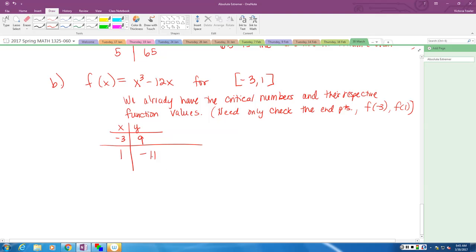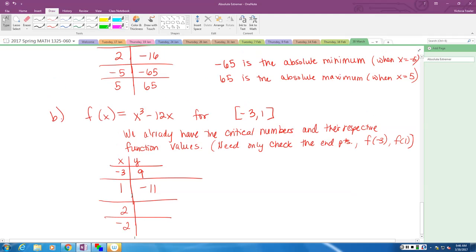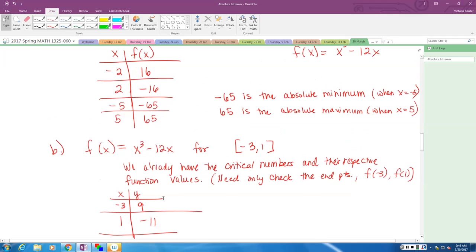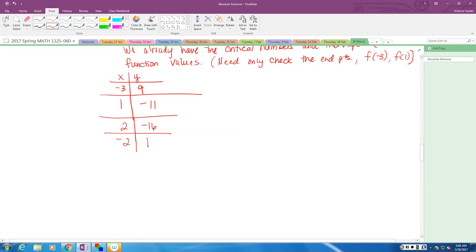Okay, so you have that. And then you had some information from before, right? What were your critical numbers? 2 and negative 2. Okay, so f of 2 we had above, but y'all could tell me. Negative 16, and f of negative 2 was 16. Okay. What was your conclusion then?